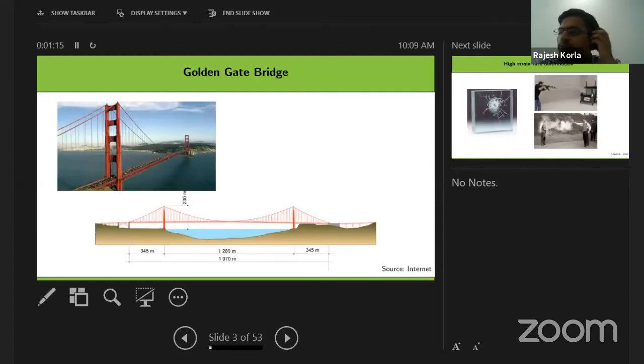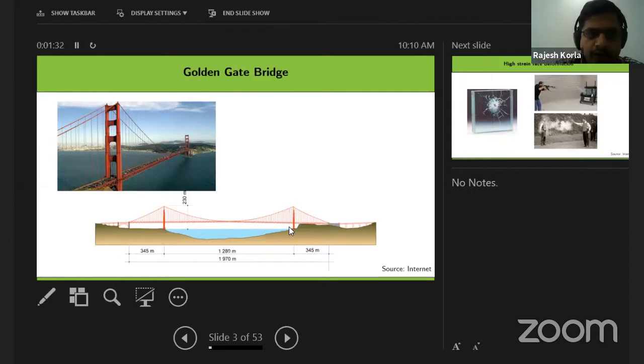So basically, the importance of why we have to do mechanical testing is because there are so many structures which require a significant amount of load bearing capacity, and this is one of the examples, the Golden Gate Bridge in San Francisco, which has a total span between the two.